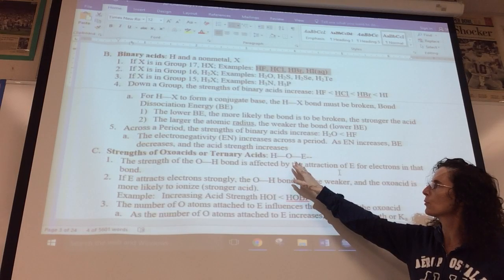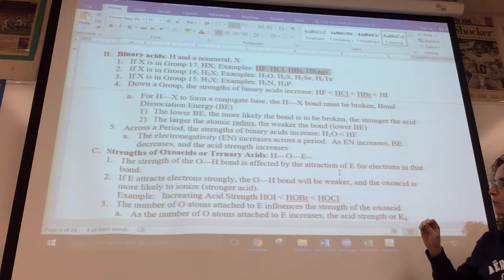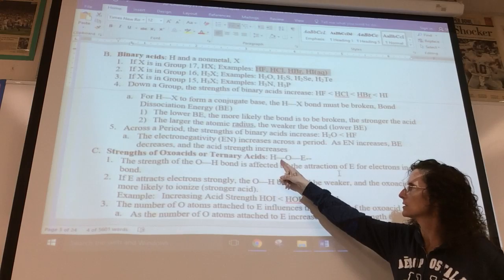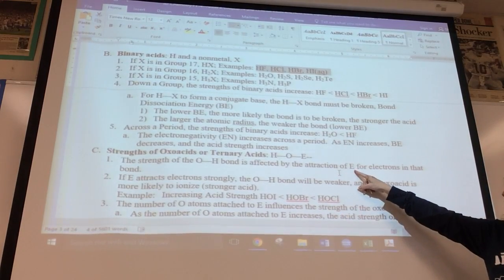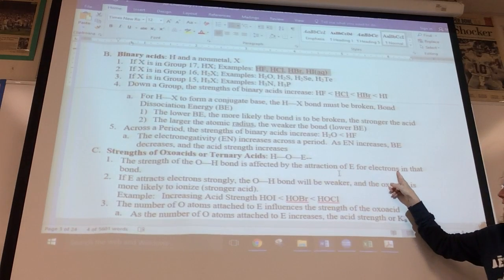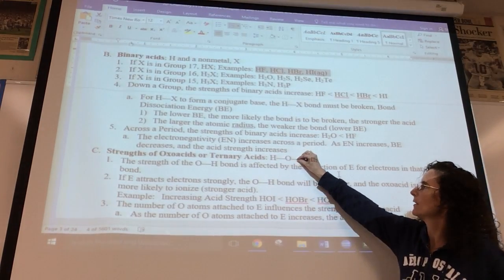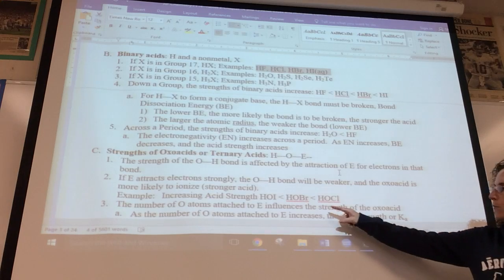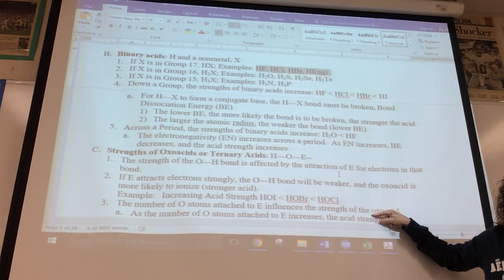The ternaries, ter means 3 here, like tertiary protein structure, if you remember from biology. Now what you're looking at for acid strength here is the strength of this bond. And we're going to draw some of these out because some of these kids make a ginormous mess out of them. The strength of this bond is affected by the attraction of this element for electrons in that bond. So what you're going to see here is the more electronegative the element, it'll draw the electrons toward it, weakening this bond, increasing the acid strength. So for example, here, you know as you go down a group, electronegativity decreases, so acid strength decreases.